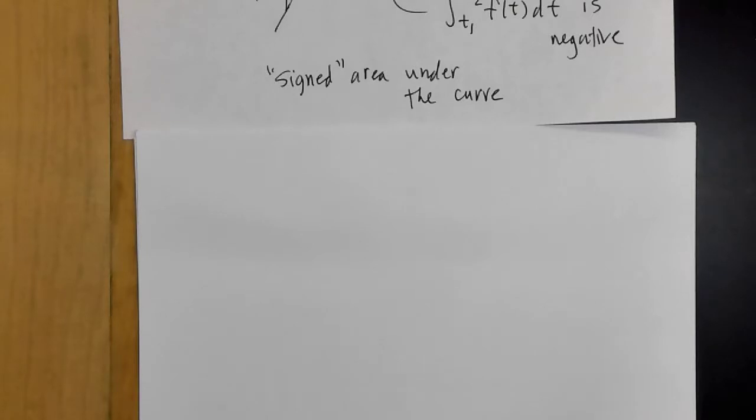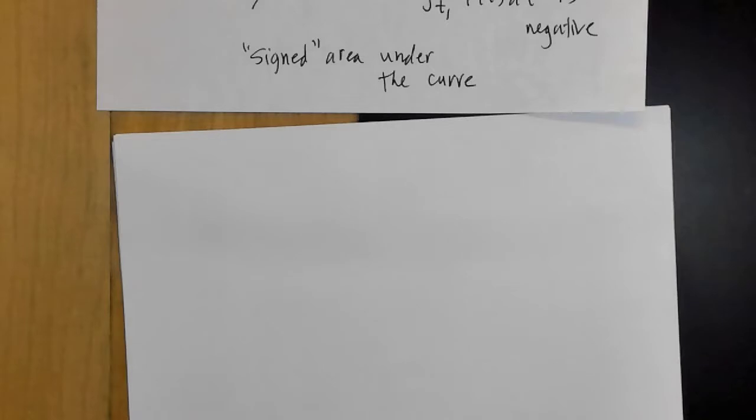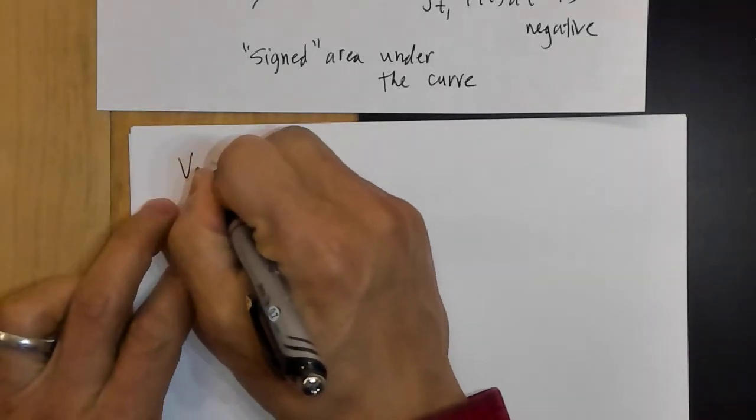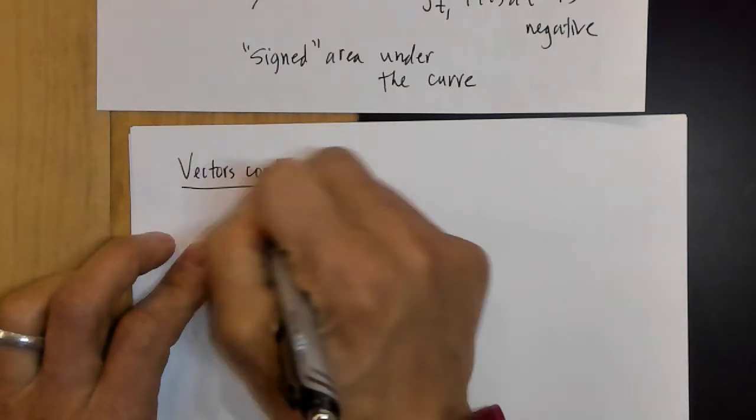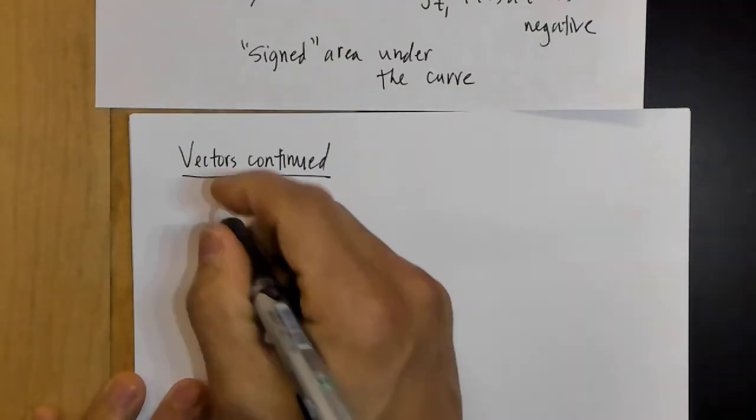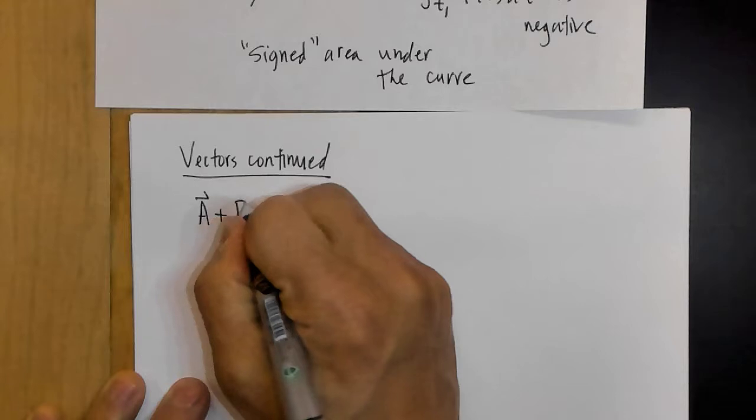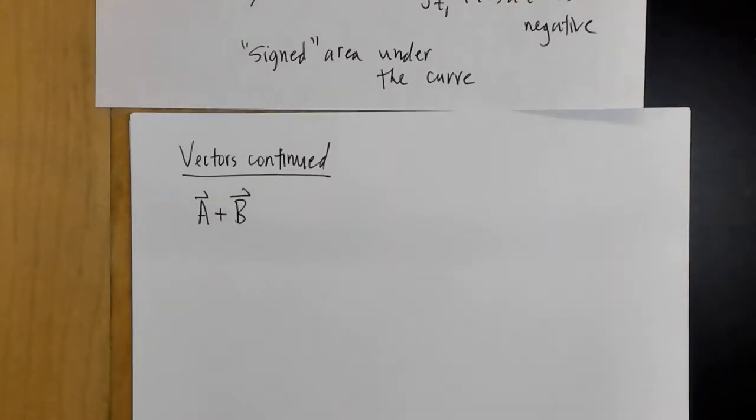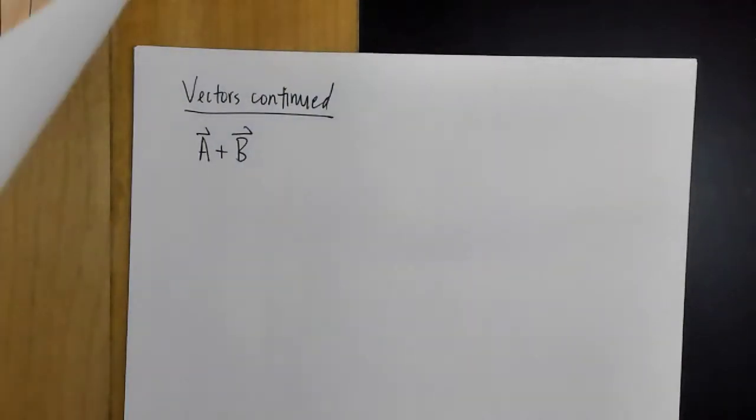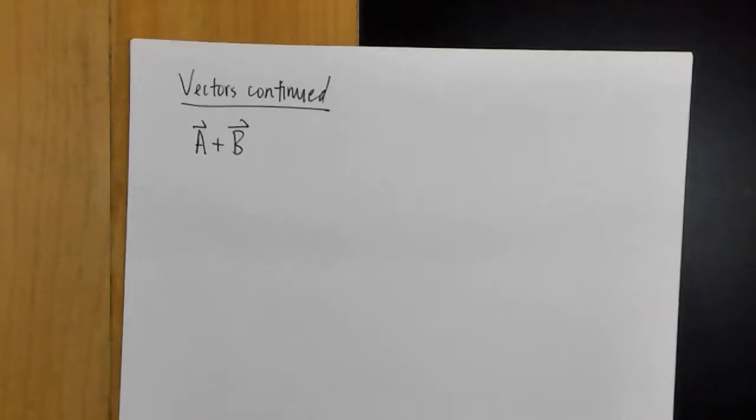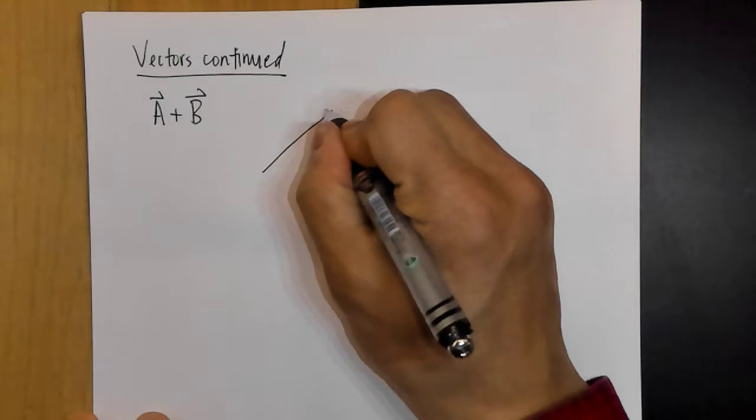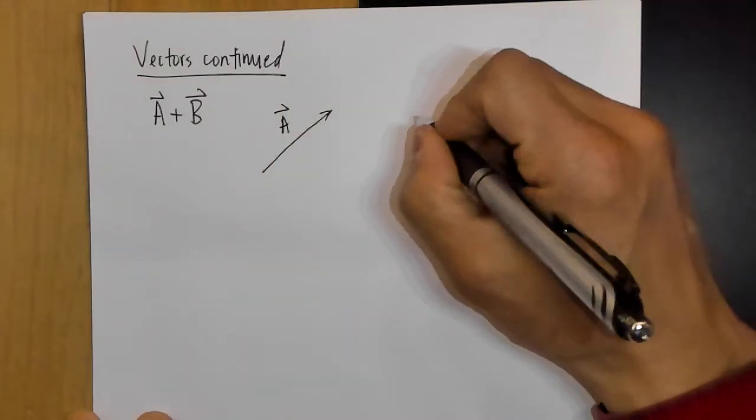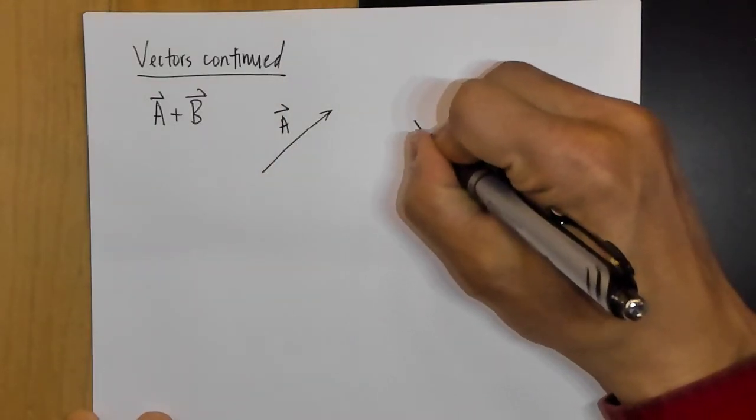Next thing we'll talk about is more vectors. So vectors continued. We've already started this. I'm going to repeat some stuff from last time. So let's say we're going to add two vectors together, A and B. And A looks like, let's keep what I had before. A looks like this. And B looks like this.